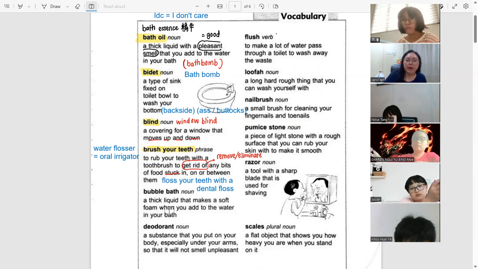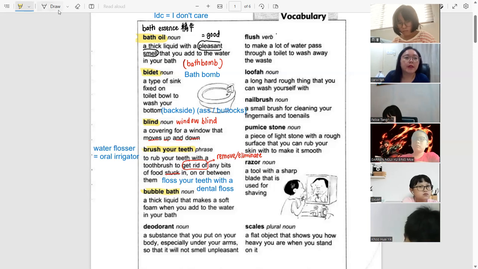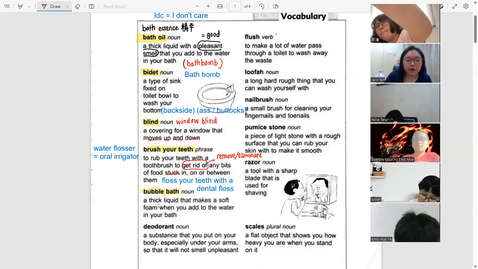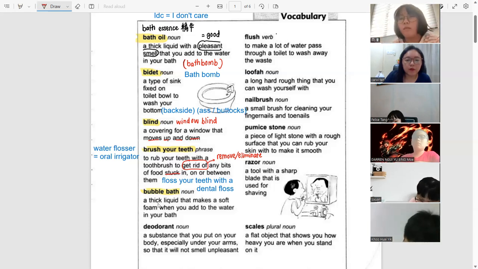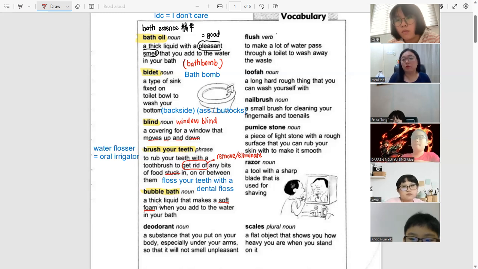Okay, next. I want to have Minhui. Can you tell us what is the next one? Bubble bath. What's bubble bath? What is meant by bubble bath? A thick liquid that makes a soft foam when you add it to the water in your bath. Okay, basically bubble bath is your body shampoo. You can write body shampoo. It's the same as body shampoo.